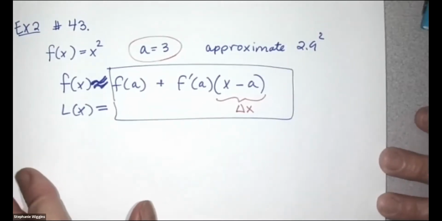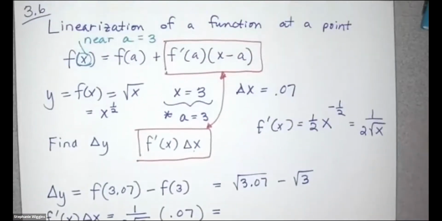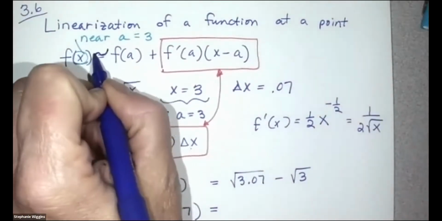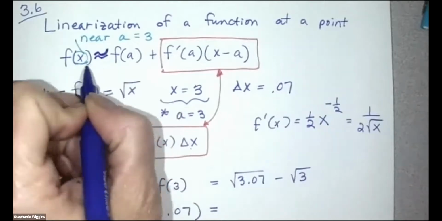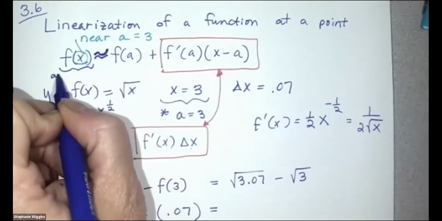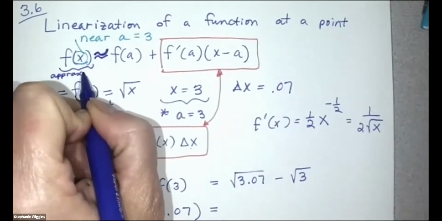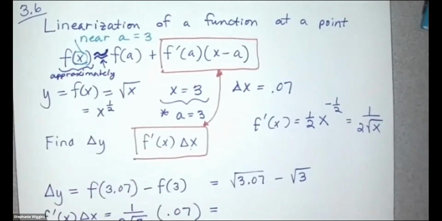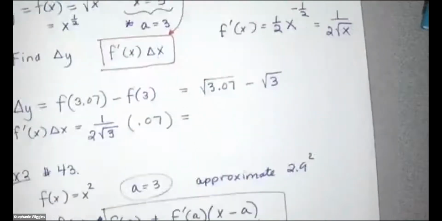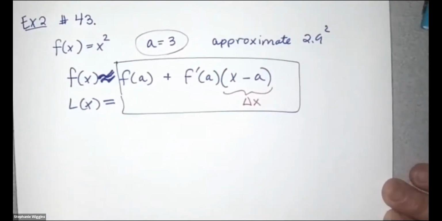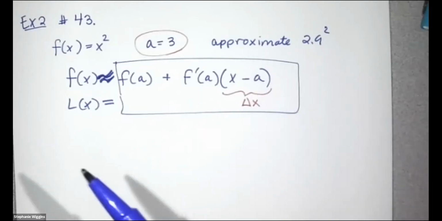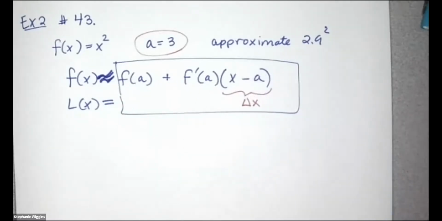So I apologize, earlier I wrote it up here, and you might want to fix your notes and make sure that you understand approximately. That's what that wavy equal sign means. It means approximately. Okay, so going back to this, you just want to find this equation. So the first step is to take the derivative.